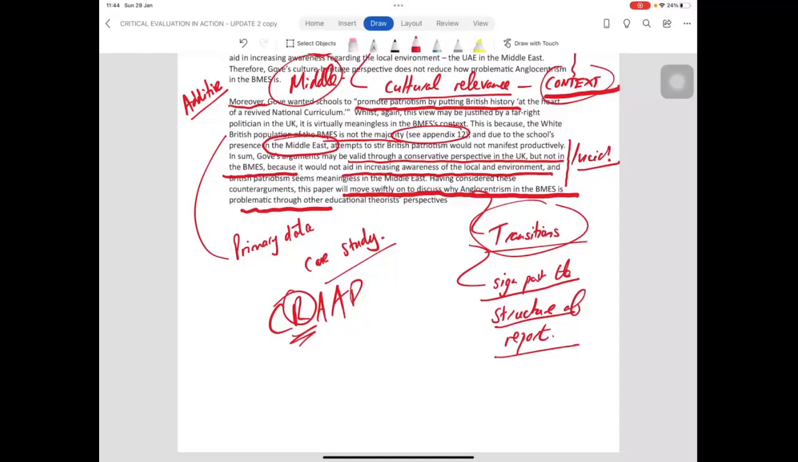Now, I hope that that was useful. There's some excellent examples of critical evaluation. You now have to aim to get the information from your own critical evaluation tables into your reports.